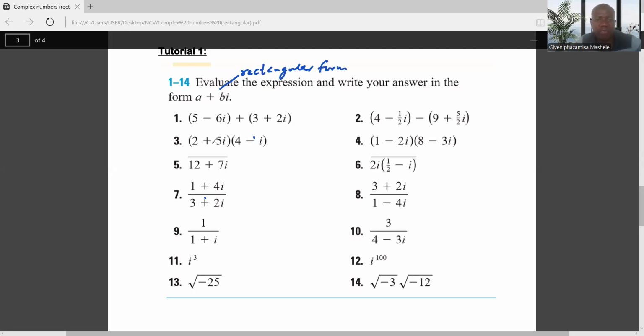Let's look at the first one. The first one, we have 5 minus 6i plus 3 plus 2i. So we're just adding two complex numbers. Here we're just subtracting two complex numbers. These are just multiplication. Let's start with the first one.